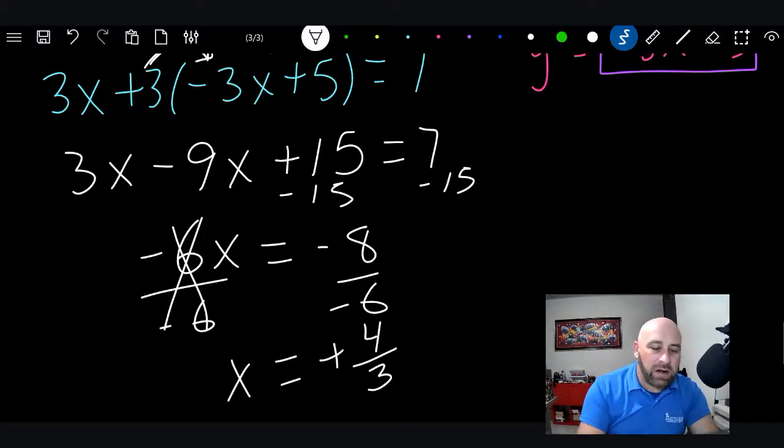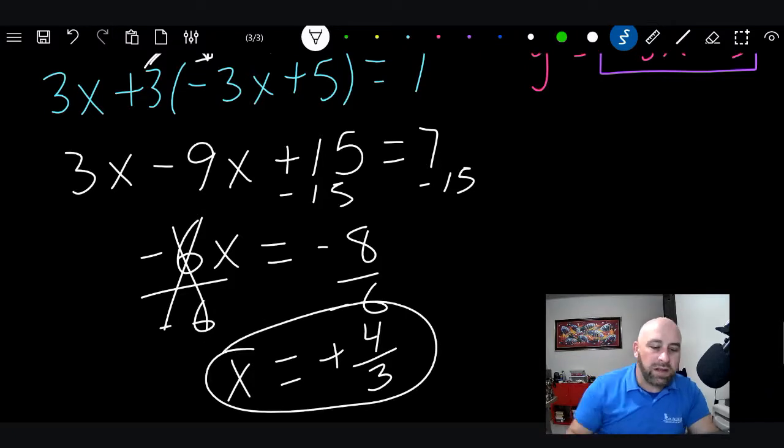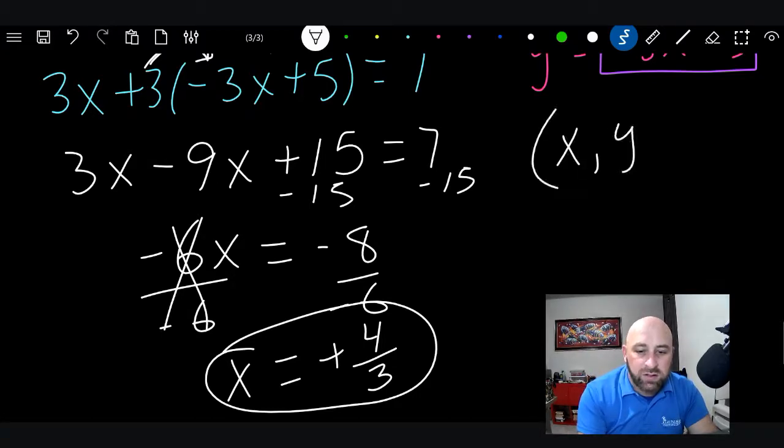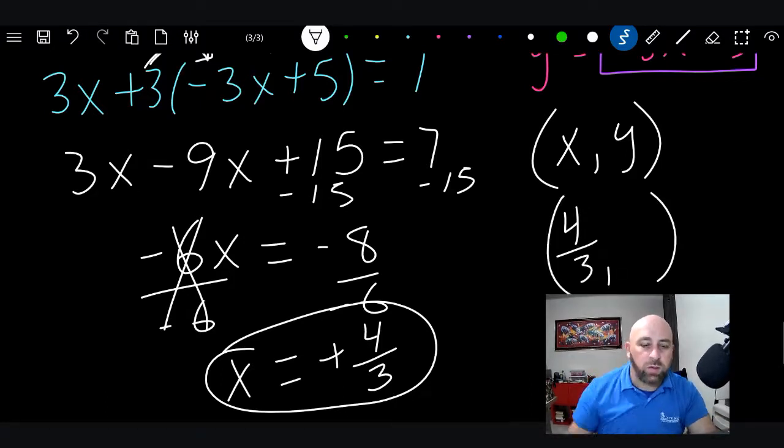I'm not sure I would write it like a mixed number. I like improper fractions better in algebra. They're a little easier to work with. So this is going to be our x right here. So we're going to get x, y. This is what we're going for. We want coordinate points. And so our x coordinate point is going to be 4 over 3, comma, and then we're still looking for our y. We don't know what our y is yet.